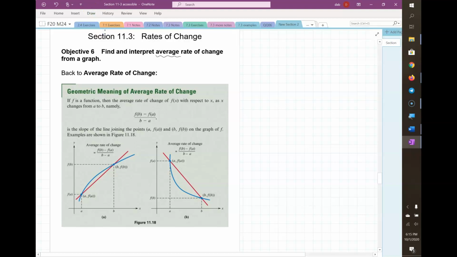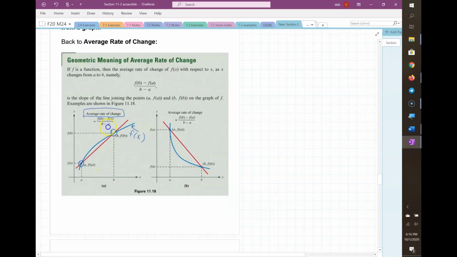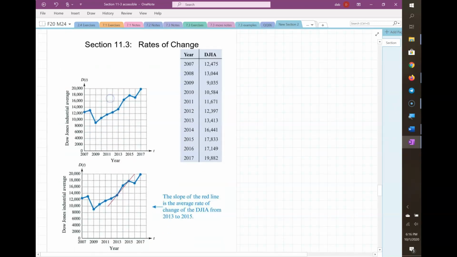So when we're looking at a graph, the blue graph is the graph of the function f of x. Then the red graph is a straight line connecting two of the points on the graph of the function. And when you draw a straight line between 2 points on the graph and find its slope, you are finding the average rate of change. Okay, so the average rate of change is the slope of the straight line that you draw between 2 points on the graph. So let's look at some examples.